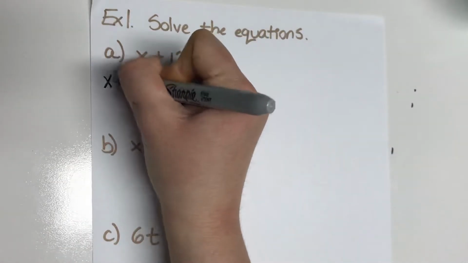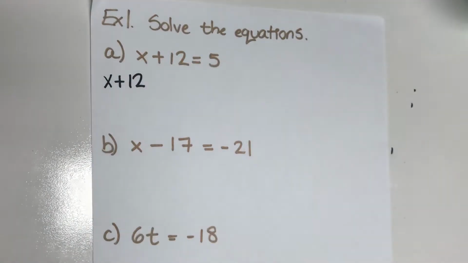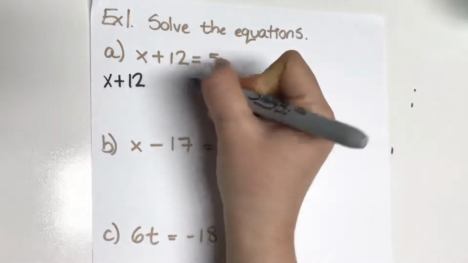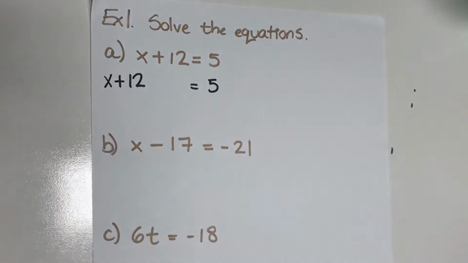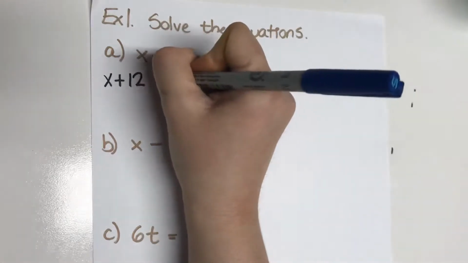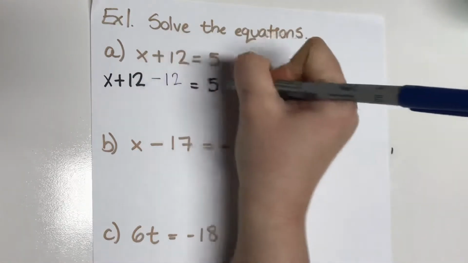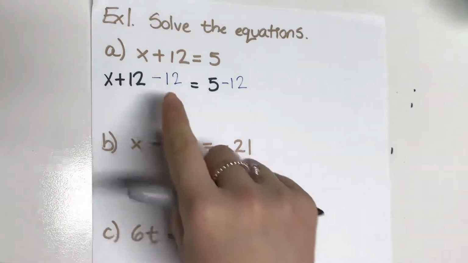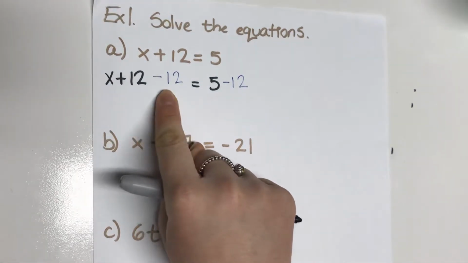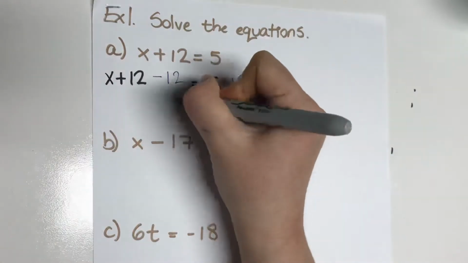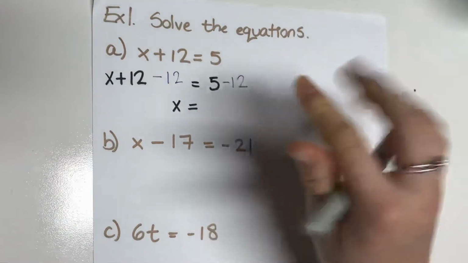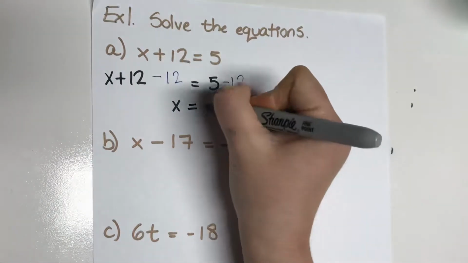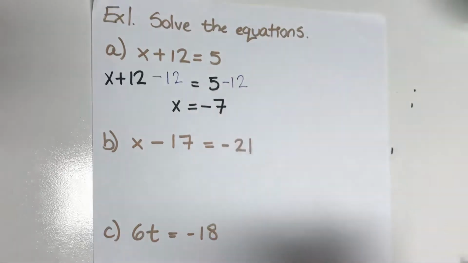So x plus 12, and then on the other side I have 5, so I'm going to subtract 12 from both sides. And what ends up happening, 12 minus 12, that's 0. So all I'm left with on this side is x, and then 5 minus 12 gives me -7. So that's my final answer.